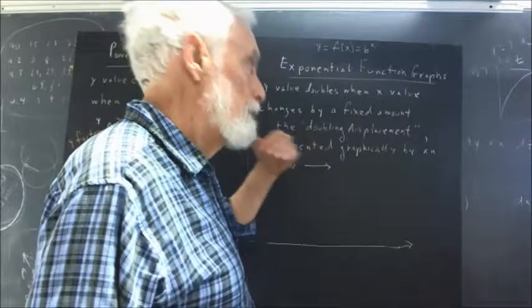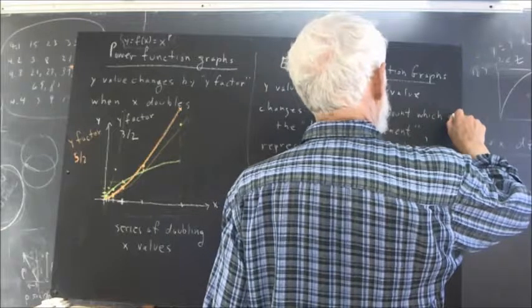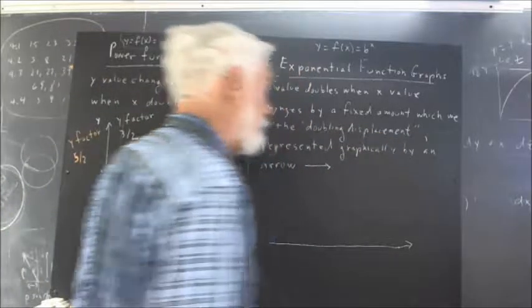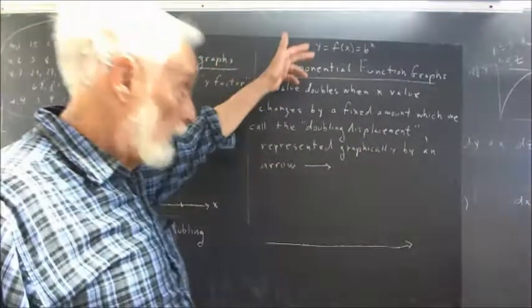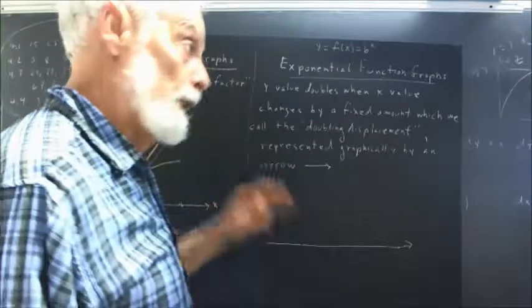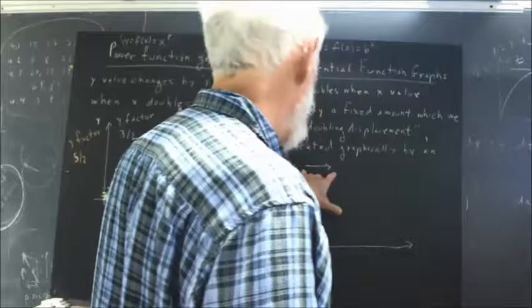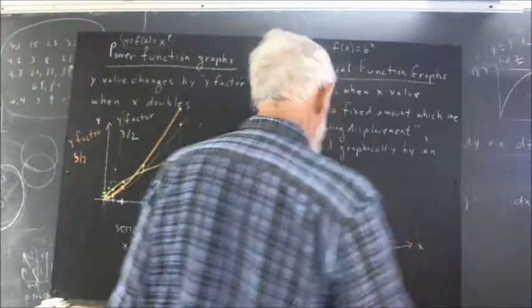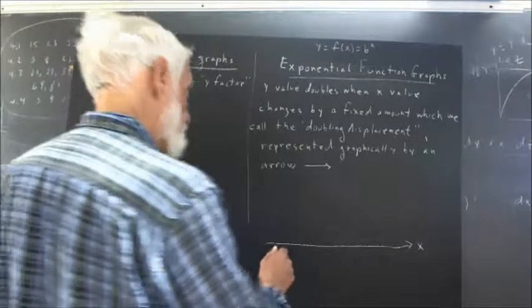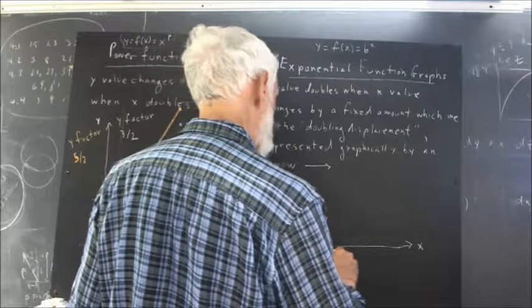And we're going to call that the, quote, doubling displacement, the doubling displacement. Now, since the y value is doubling when x changes by this amount, it makes sense to call this a doubling displacement. Okay, and that doubling displacement is represented graphically by an arrow. The arrow, if this is the x-axis, simply represents how far you have to go along the x-axis in order to double the y value. Every time x changes by this amount, the value of y is going to double.